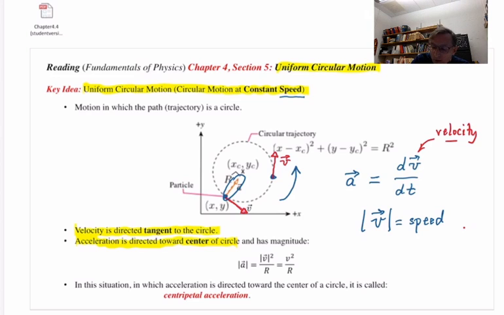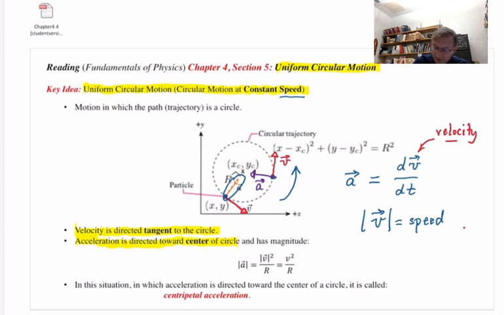I don't have an orange color on my palette here, so I'm going to use purple. But how would you draw the acceleration vector for that second location? Just anchor it at the particle and draw an arrow towards the center and label it A with an arrow on top. That's the new acceleration vector. It always points towards the center of the circle.